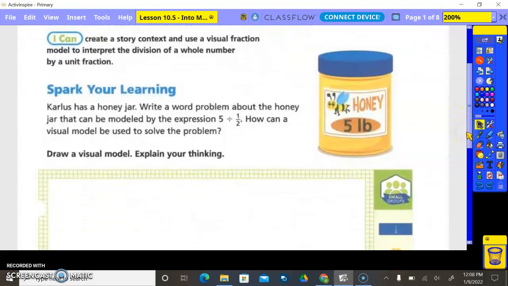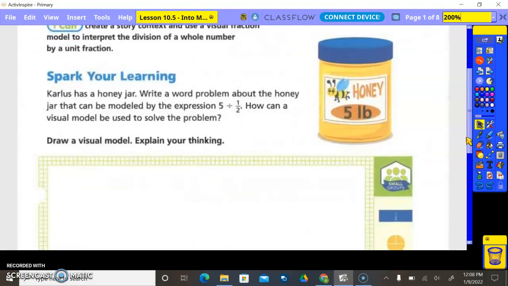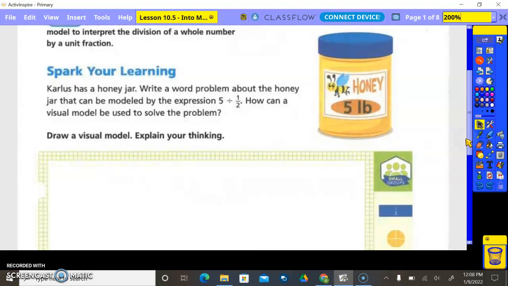Carlos has a honey jar. Write a word problem about the honey jar that can be modeled by the expression 5 divided by 1/2. How can a visual model be used to solve the problem? Draw a visual model. Explain your thinking.